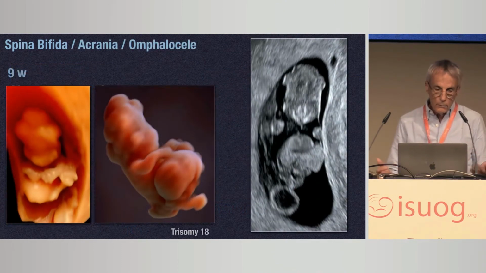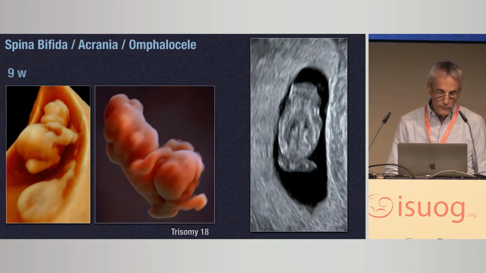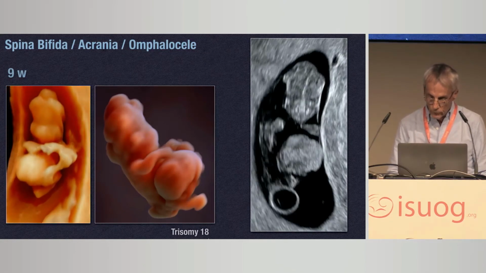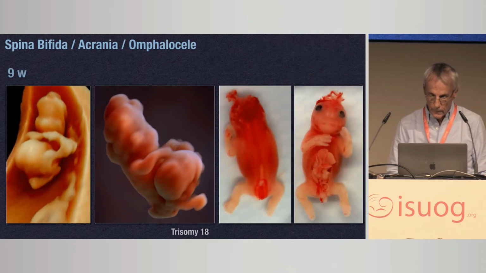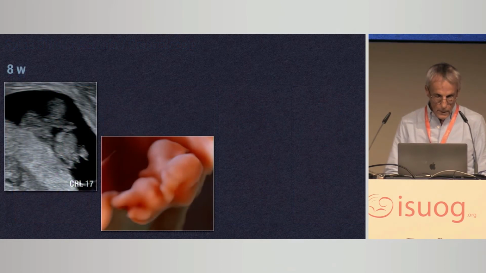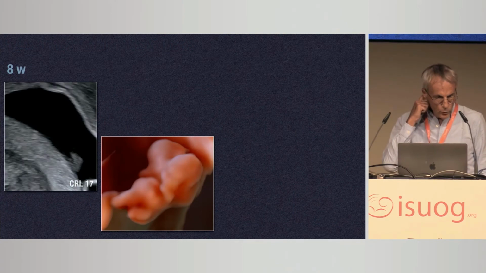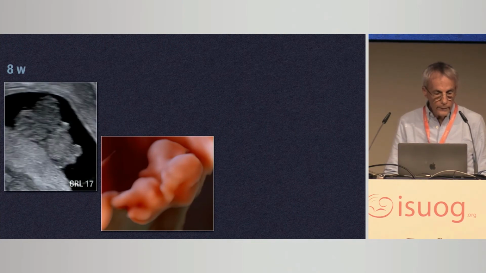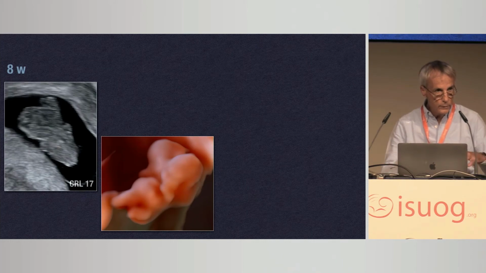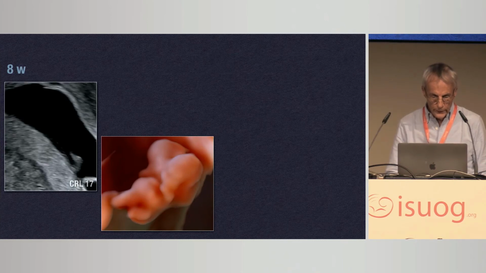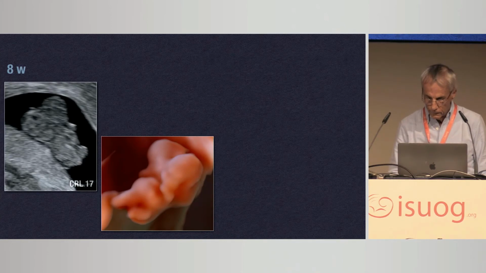And this is a fetus with acrania, and also omphalocele and a spina bifida. It was a trisomy 18. And look at this one. It was 8 weeks of pregnancy. And if you look at the head, there was an acrania, but it was difficult to see because it looked like the conjoined twins, but only one trunk.